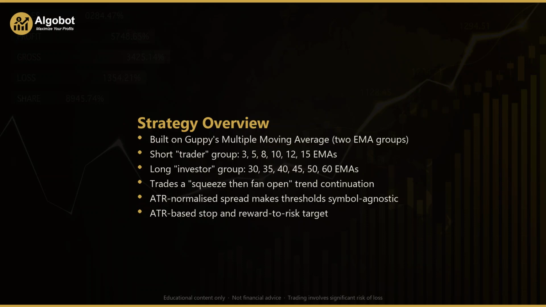To make the compression and expansion measurements consistent across different symbols and timeframes, the strategy measures the internal width of the trader group from its highest line to its lowest line and divides that by the average true range. This normalized spread lets the same threshold settings work whether you're studying a currency pair or a metal. The defaults point toward a trending foreign exchange major or a metal such as the euro-dollar or gold on the 1-hour or 4-hour timeframe, though it is timeframe agnostic.